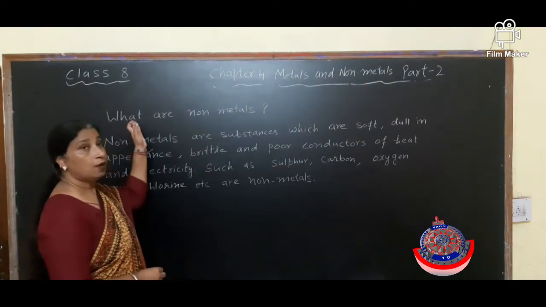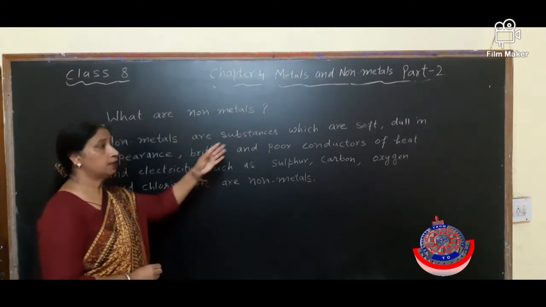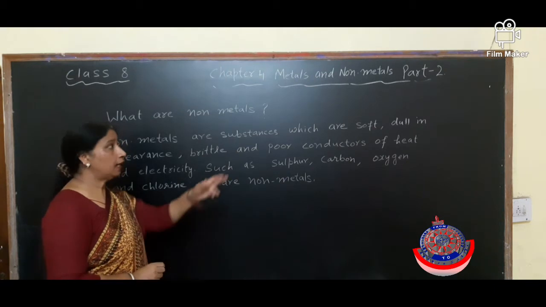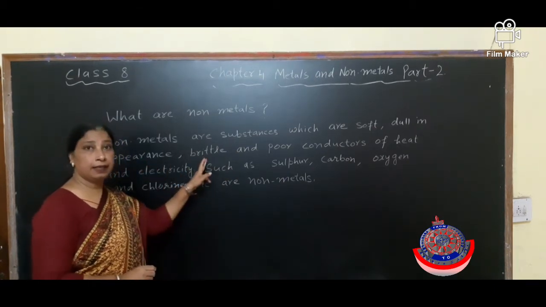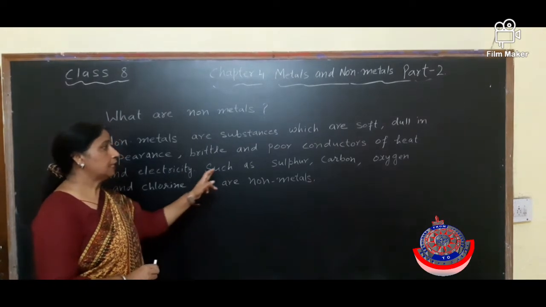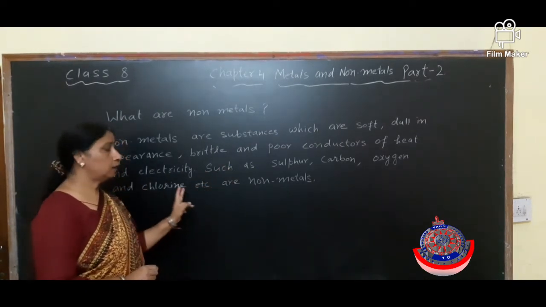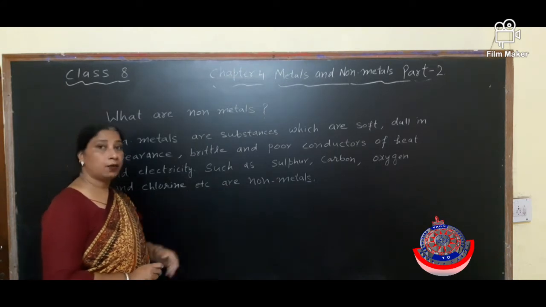Now students, what are non-metals? Non-metals are the substances which are soft, dull in appearance, brittle and poor conductor of electricity and heat, such as sulfur, carbon, oxygen and chlorine, etc. are the non-metals.